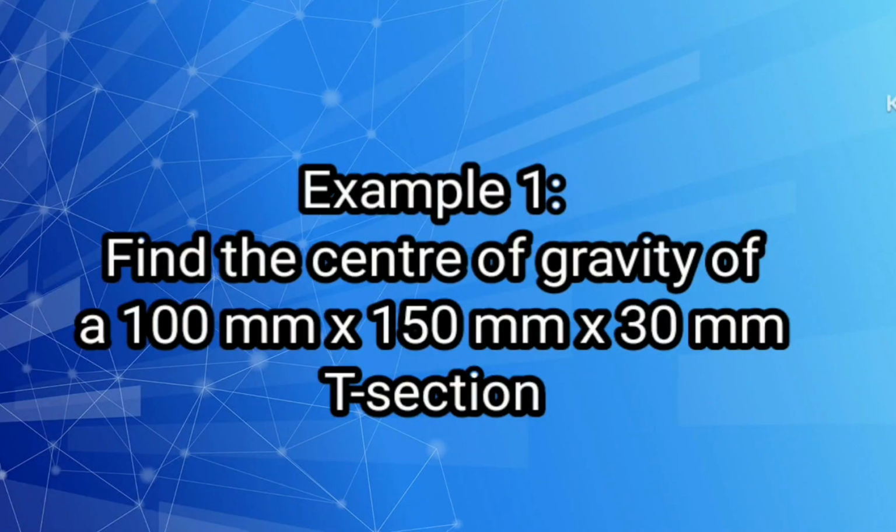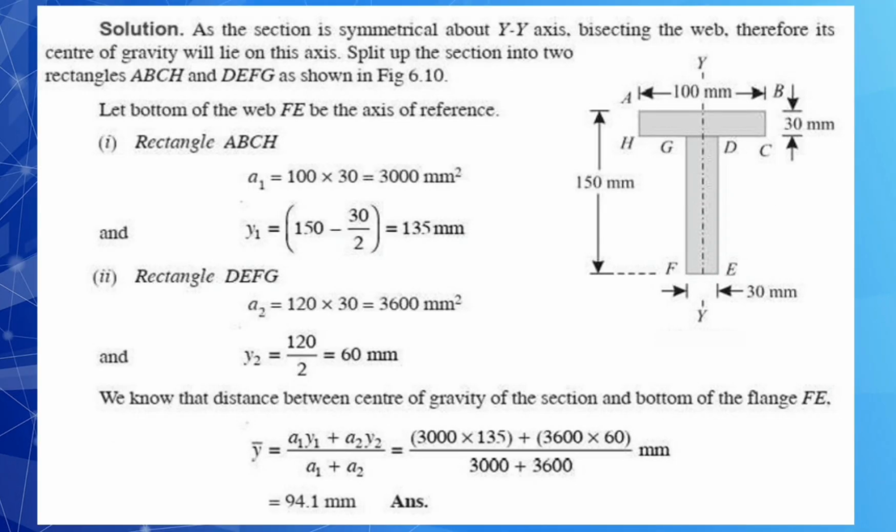Now let's do some problems. Example 1. Find the center of gravity of a 100 mm by 150 mm by 30 mm T section. Solution is given here. As the section is symmetrical about the y-axis, bisecting the web, its center of gravity will lie on this axis. Split up the section into two rectangles ABCH and DEFG as shown in figure. Let the bottom of the web FE be the axis of reference.